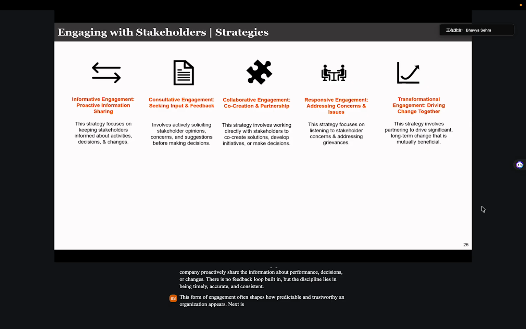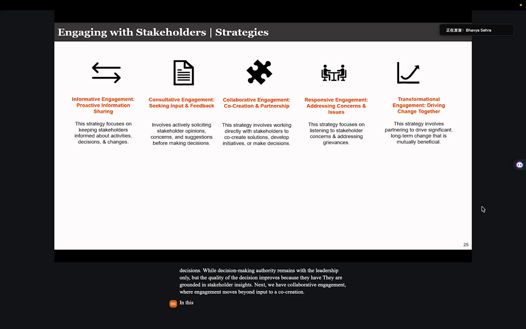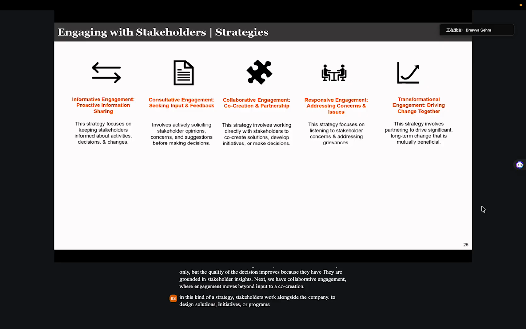Next is consultative engagement. Here, companies actively seek input before finalizing decisions. Stakeholders are encouraged to share their views and concerns so that their inputs shape the decisions. While decision-making authority remains with the leadership, the quality of the decision improves because it is grounded in stakeholder insights. Next, we have collaborative engagement, where engagement moves beyond input to co-creation. In this strategy, stakeholders work alongside the company to design solutions, initiatives, or programs. Responsibilities are shared and outcomes are shaped jointly.